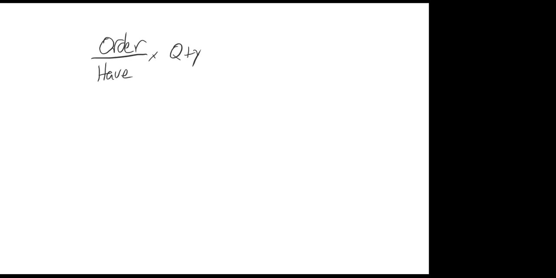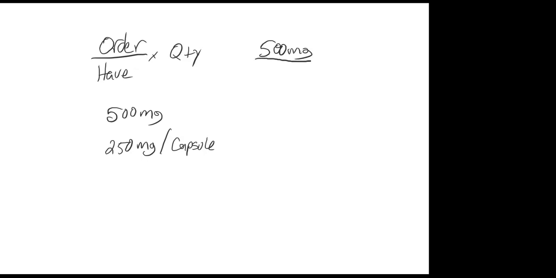An example might be, let's say the doctor ordered 500 milligrams of a particular medication, and what you have available is 250 milligrams per capsule. If I wanted to find out how many capsules to administer, I would follow the order over have. So the order is 500 milligrams, over the have, which is the 250 milligrams, times my quantity, which is 1 capsule. That will give me 2 capsules.